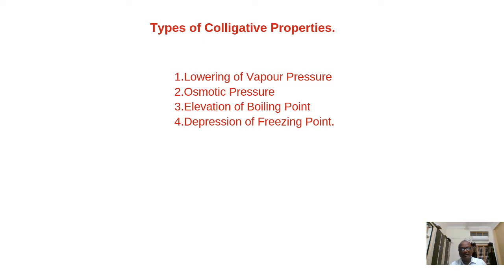All these phenomena we can observe. All of these properties can be studied experimentally. This is due only to the addition, or dissolving, of a non-volatile solute in a liquid solvent. Because of this only we observe all these properties. Those are the types of colligative properties. Four types we say.